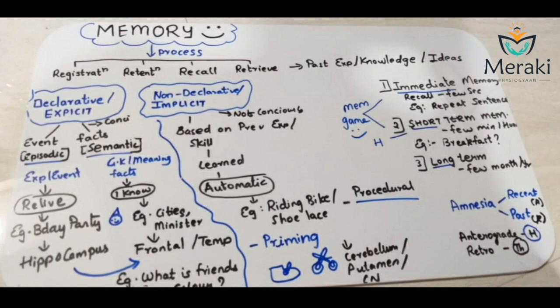Based on types, it's of two types, declarative and non-declarative memory. Declarative memory is also called explicit memory, wherein you consciously recall explicit events or facts. Okay? यहाँ आप consciously याद करते हो. So your event wala memory is called episodic memory and your facts memory is called semantic memory.